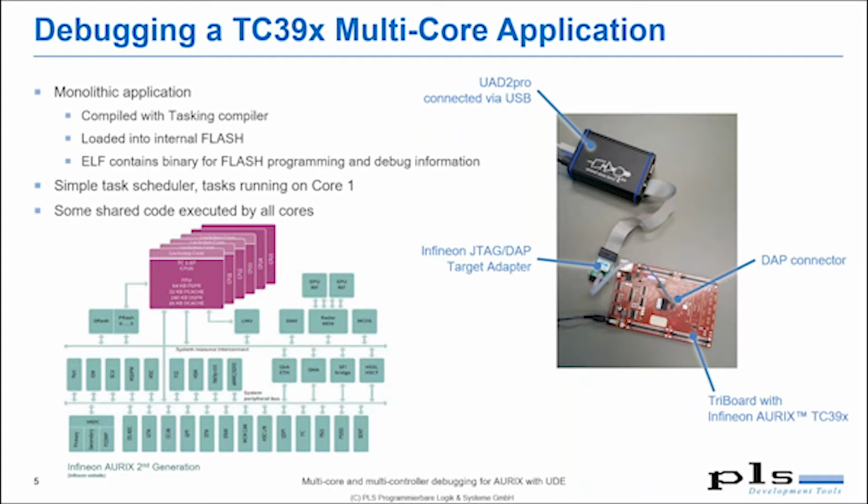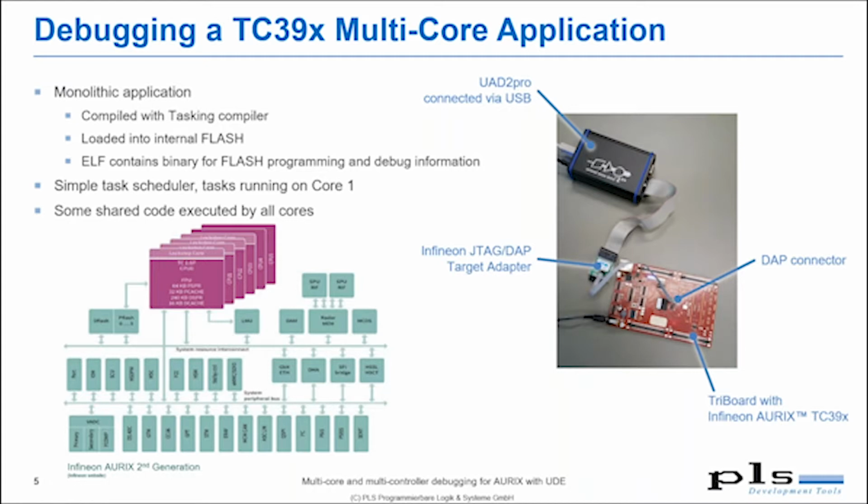The debugger hardware setup looks like that, shown on the right side. We have a target device, which is an AURIX TC39 mounted on an Infineon TriBoard. The debugger hardware from our side is a UDE 2 Pro, which is the base device of our Universal Access Device family. The Universal Access Device family consists of 3 devices: the UDE 2 Pro, a UDE 2 Next, and a UDE 3 Plus that we will also see later in this demonstration today.